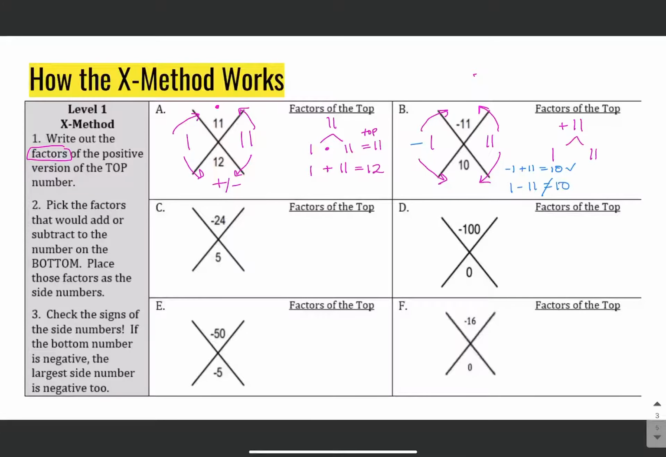Again, making sure we understand the idea that these side numbers need to multiply to the top, and they need to add or subtract, if we've got a negative number, to the bottom. All right, let's look at some more.